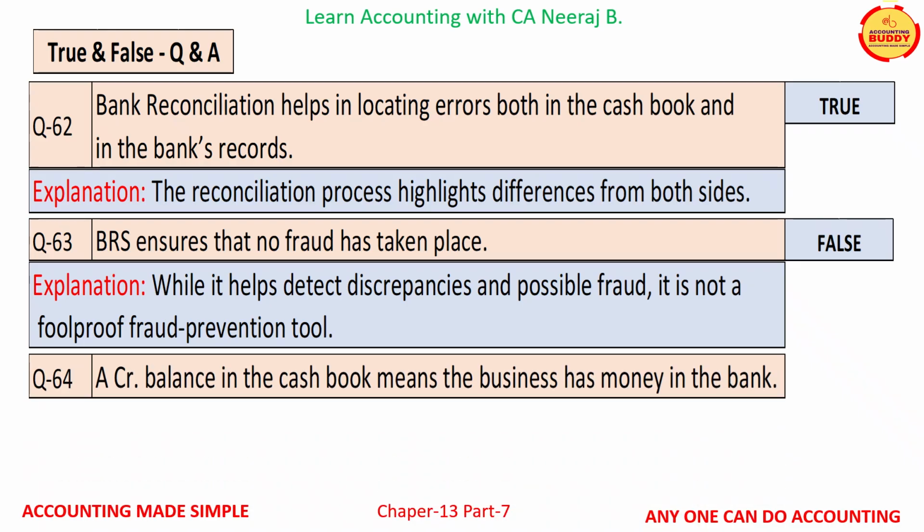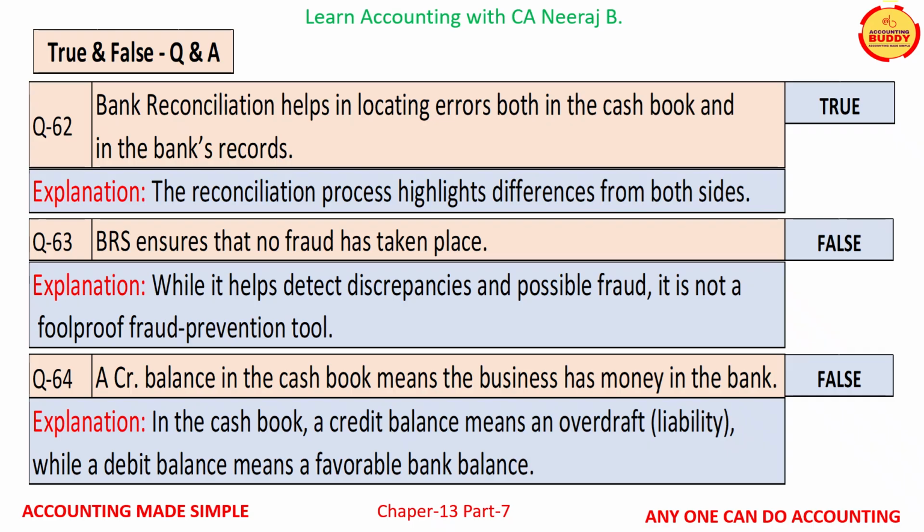Question number 64 is a credit balance in the cash book means the business has money in the bank. It is a false statement. In the cash book, a credit balance means an overdraft, that is the liability, while a debit balance means a favorable bank balance.